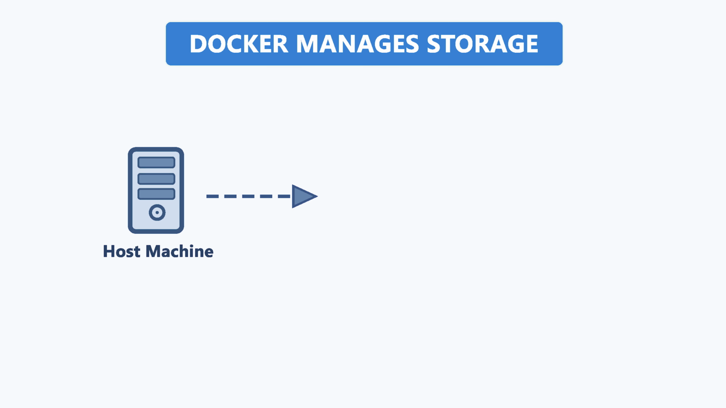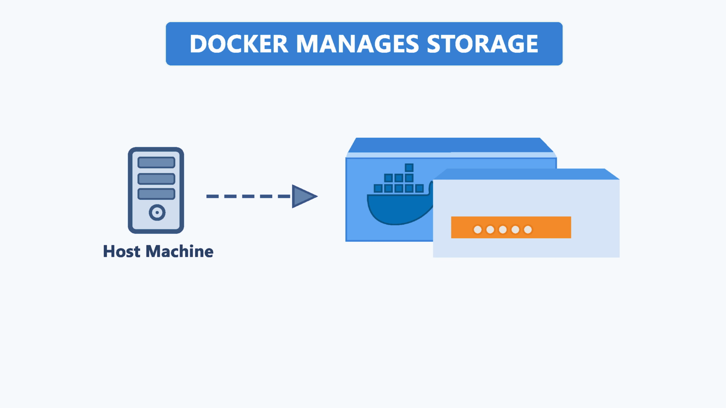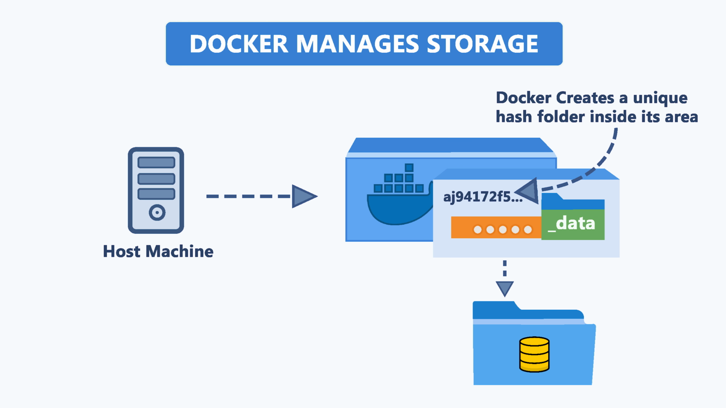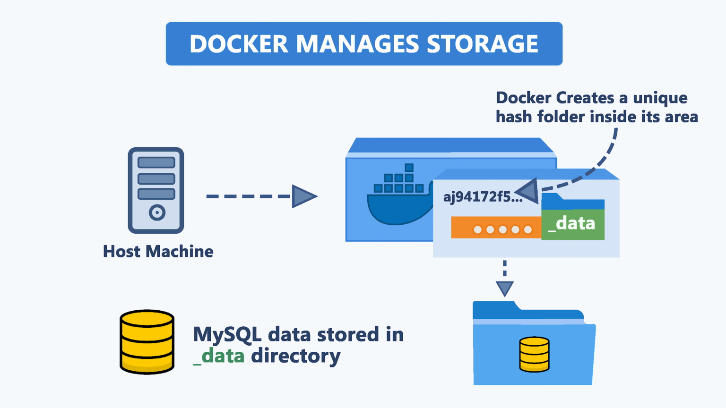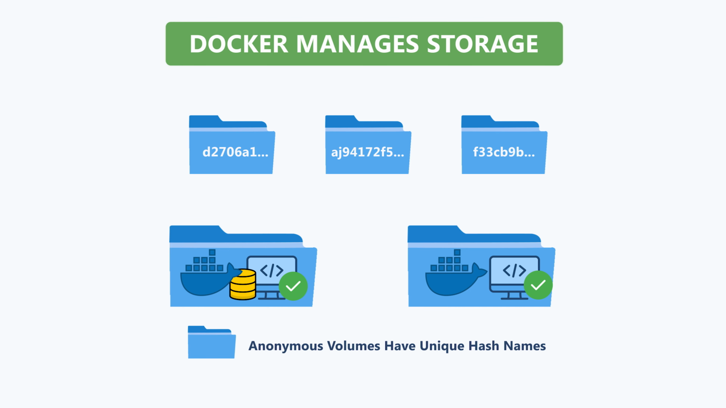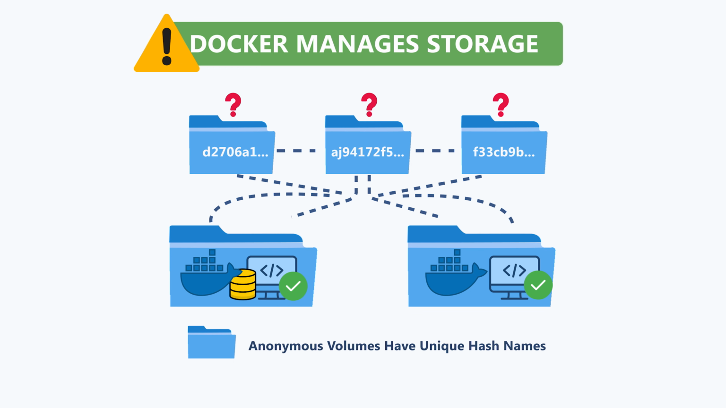It creates a directory within the Docker area on the host machine and assigns it a unique hash value. Inside that hash-level folder, Docker creates a data subdirectory. And all MySQL data will be stored in that data directory on our host machine. However, in production, we typically don't use anonymous volumes because they are harder to manage. In that case, we don't really know which volume belongs to which container. So, we will not use that.